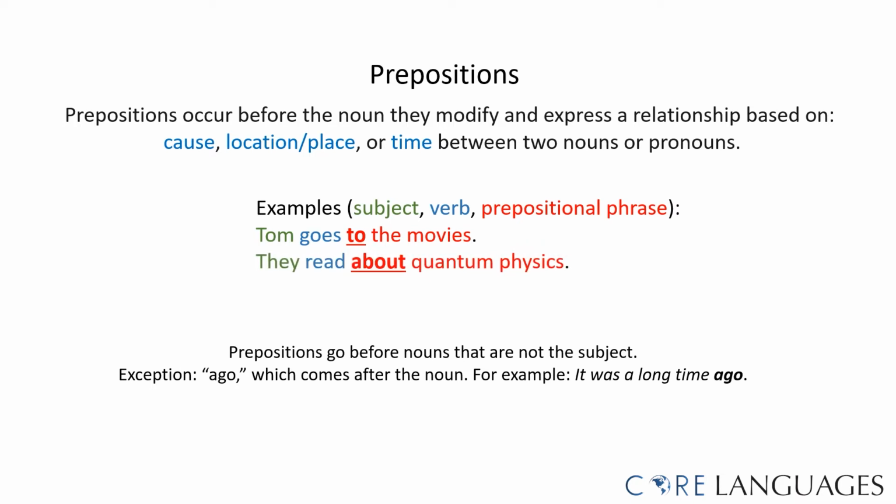They read about quantum physics. About quantum physics is the prepositional phrase. And about shows the relationship between they and quantum physics. Their house is across the street. Across the street is the prepositional phrase, and the preposition across shows the relationship between their house and the street.